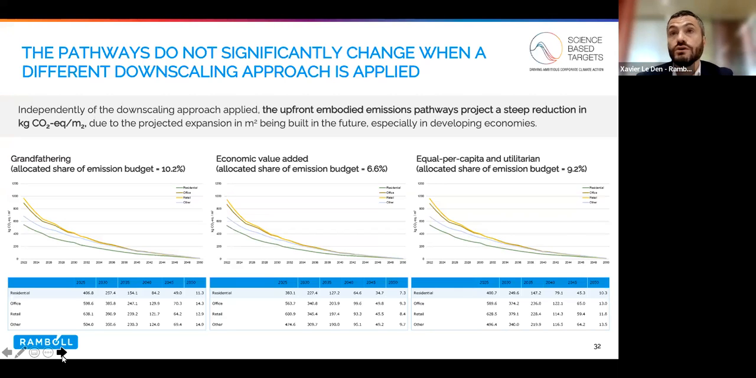And that is due to the underlying projected expansion of square meters being built in the future. That is very high. I mean, it's expected to double by 2050, especially in developing economies. And that requires a steep reduction of upfront embodied emissions for new buildings in the next decade.